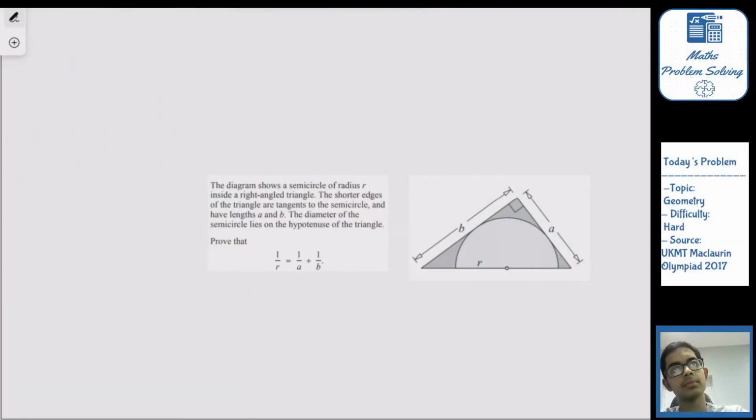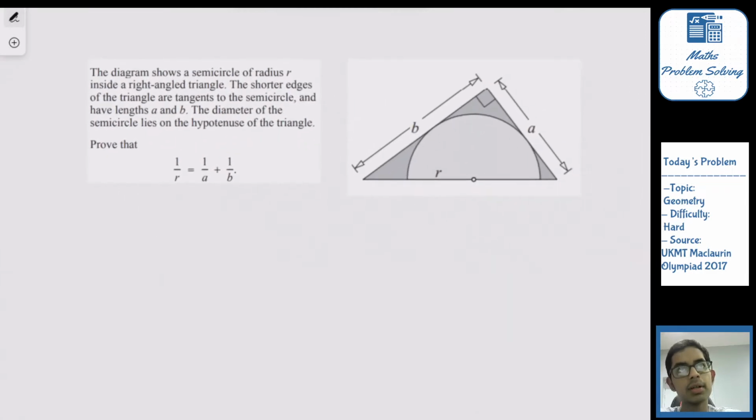Okay, hello everyone. Today we're going to be doing another Olympiad geometry question. So let's get into it. Okay, so I'm just going to zoom in a bit more.